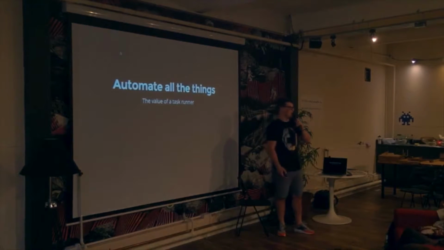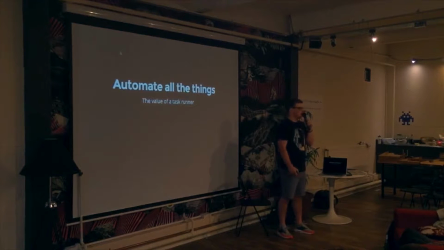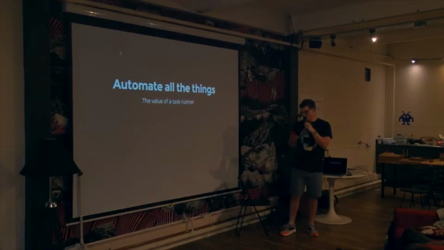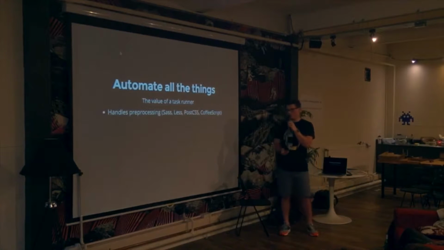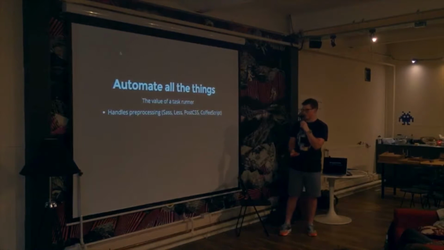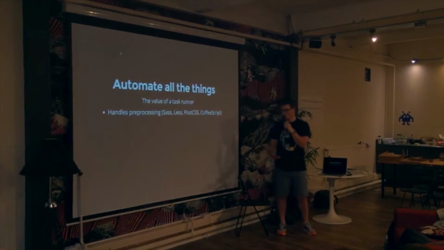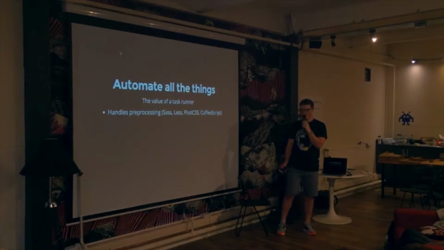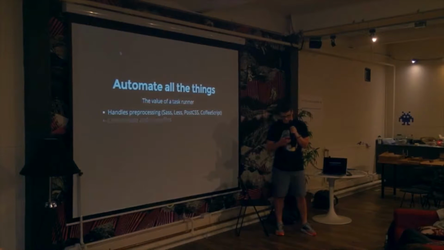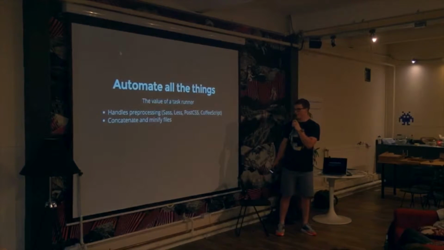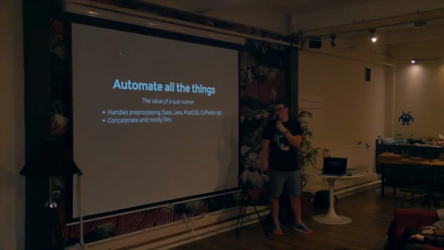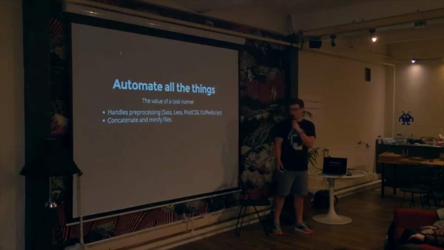So what can these front-end automation tools actually do for us? What kind of processes can they carry out? There's a huge number of things. Probably the most popular one would be preprocessing. So all of your Sass, Less, or CoffeeScript can be compiled into CSS and JavaScript. Concatenating into unified files: if you have multiple CSS sources, we can concatenate them into one CSS file, and also minify them ready for production.